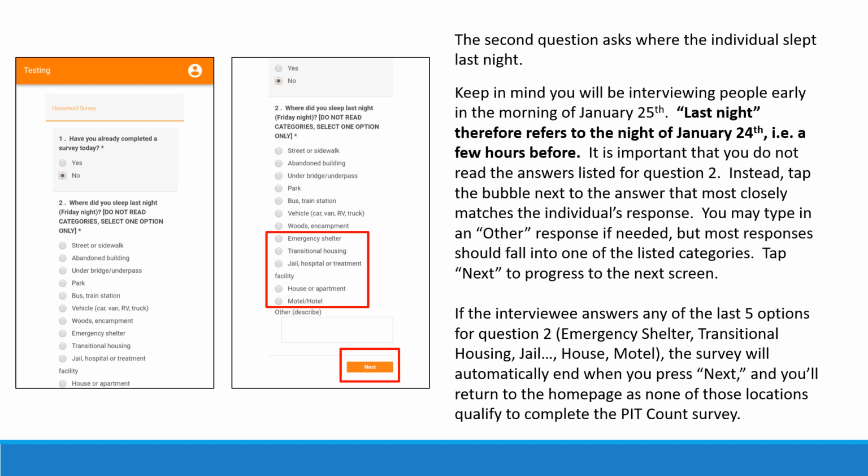If the person answers any of the last 5 options for this question, such as emergency shelter, transitional housing, jail, house, or motel, the survey will automatically end when you press Next and you'll return to the home page. This is because none of those locations qualify as homeless, and therefore the person is not eligible to complete this survey.